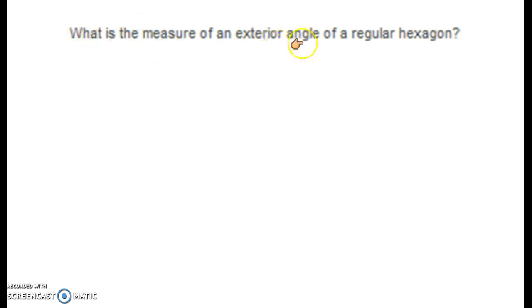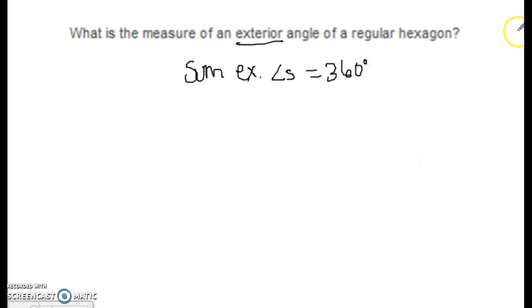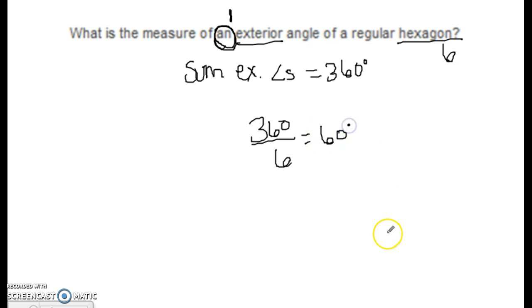What is the measure of an exterior angle of a regular hexagon? We're talking about exterior angles. Remember, the sum of the exterior angles is always 360 degrees, no matter what shape it is. But that's not our answer here, because it wants to know the measure of an exterior angle, so just one of the exterior angles. Since it's a hexagon, we know there are 6 sides. So I'm going to take that total sum of 360 and divide it by 6 to figure out what one of them would be. So I know that one exterior angle has to be 60 degrees.